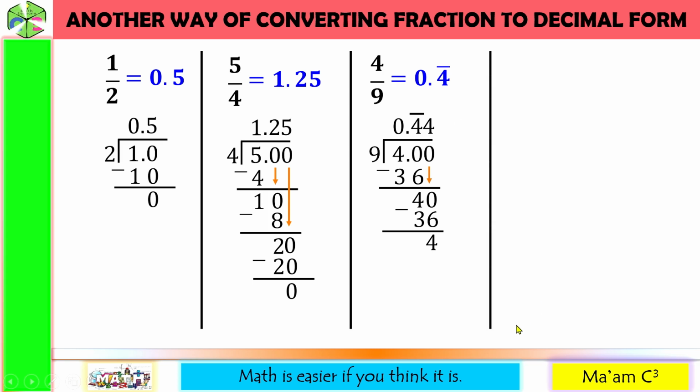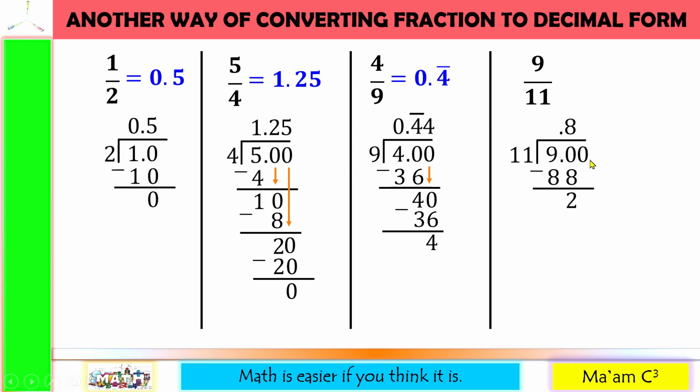Let's have the last one. 9 divided by 11. Since 9 is less than 11, let us add 0 point 0. Now we have 90. How many 11s can we form in 90? We can form 8 11s. Oops, don't forget the decimal point. 8 times 11 is 88. Let us subtract. 90 minus 88 is equal to 2.